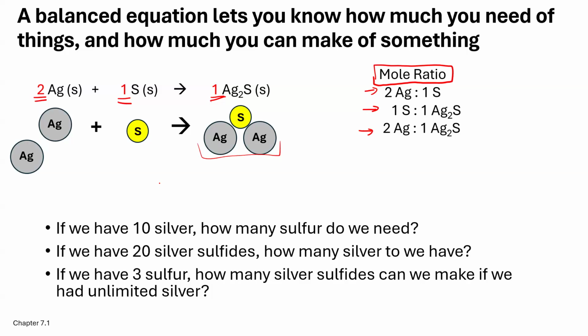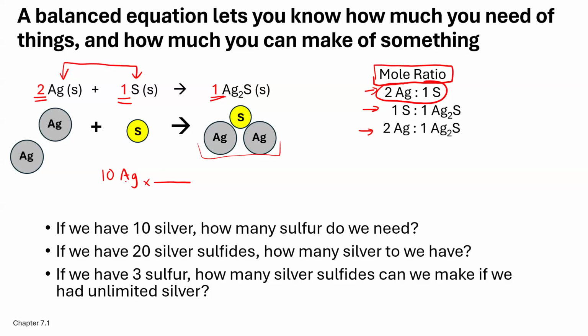Let's answer the exact same questions we answered earlier with just these atoms and molecules now. All right. If we had 10 silver, how many sulfur do we need? So we're trying to figure out, we're going to go from silver to sulfur. And we're going to use this, what's called the mole ratio, because it involves the silver and the sulfur. And I'm going to change this to chemical formulas and element symbols just so we could get a little more technical here, right? So we have 10 silver. How many sulfur do we need?